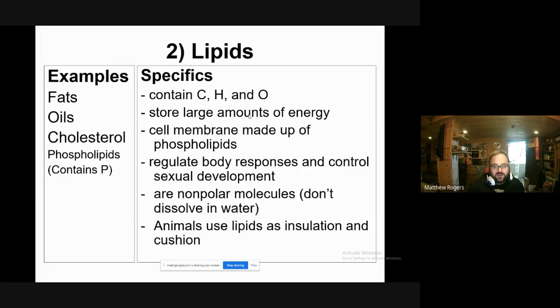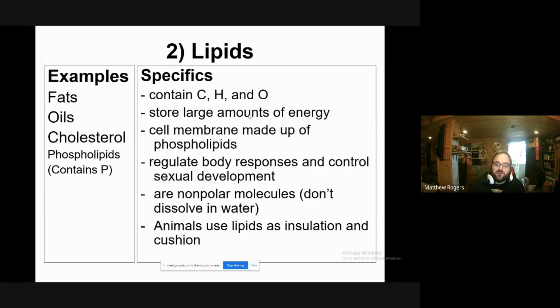The cell membrane, which surrounds every single cell, is made up of phospholipids. They look like little jellyfishes, and I'll draw one for you, and they look just like a little jellyfish. And that's important, actually, the fact that they look like one, and I'll explain why.